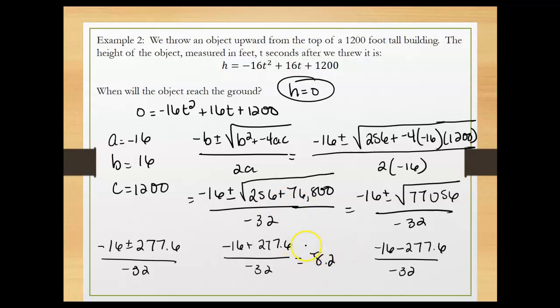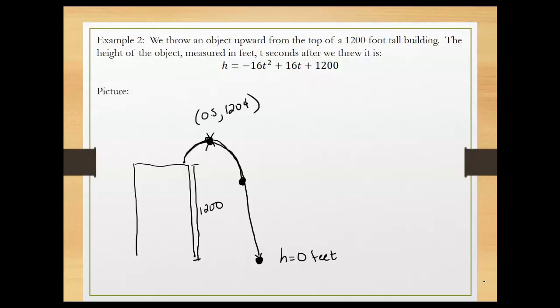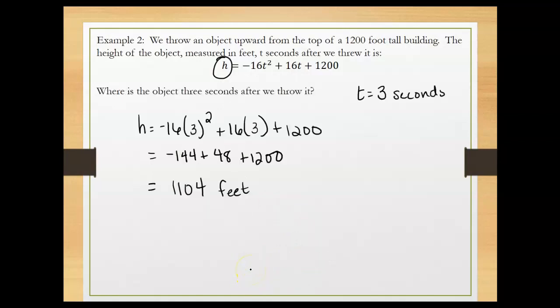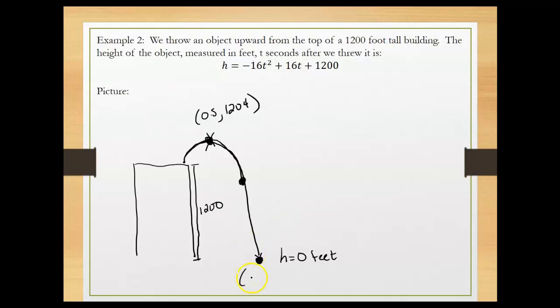I'm going to throw that out because I can't have negative 8.2 seconds. So let's hope the next one works out better for us. Negative 16 minus 277.6, and I hit enter. That's negative 293.6 divided by negative 32, and that gives me positive 9.2. That means that it's going to take 9.2 seconds to reach the ground. So let's go back to our picture. This is the point. Let's see, what did I say the answer was? Sorry, 9.2? Yeah. After 9.2 seconds, the height is 0 feet. It took 9.2 seconds for it to reach the ground.